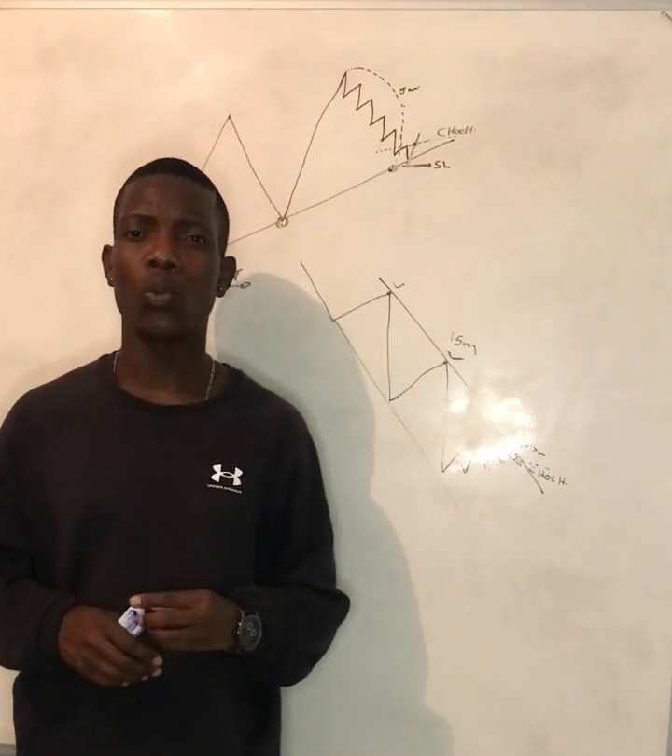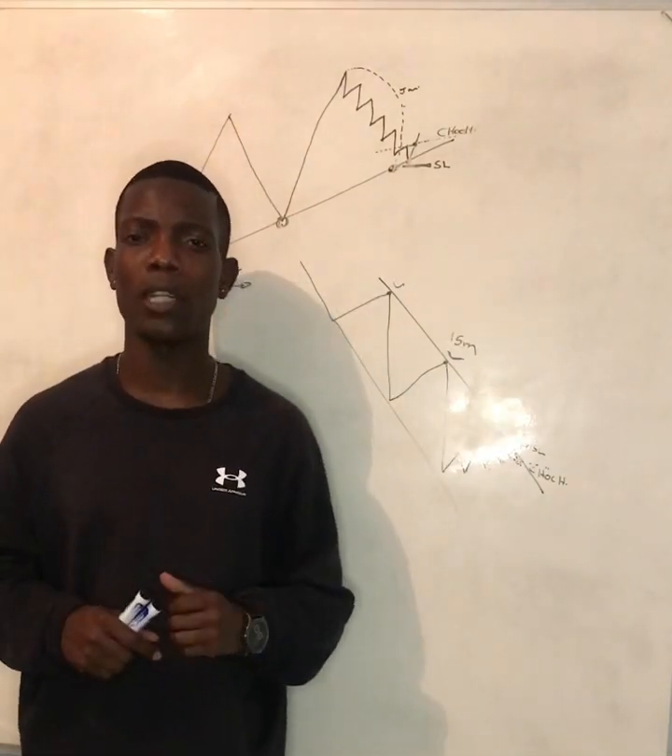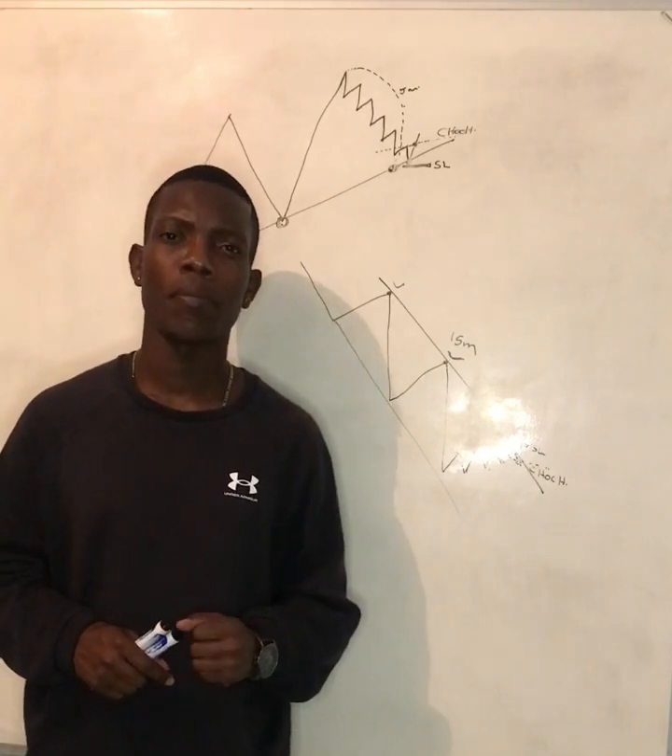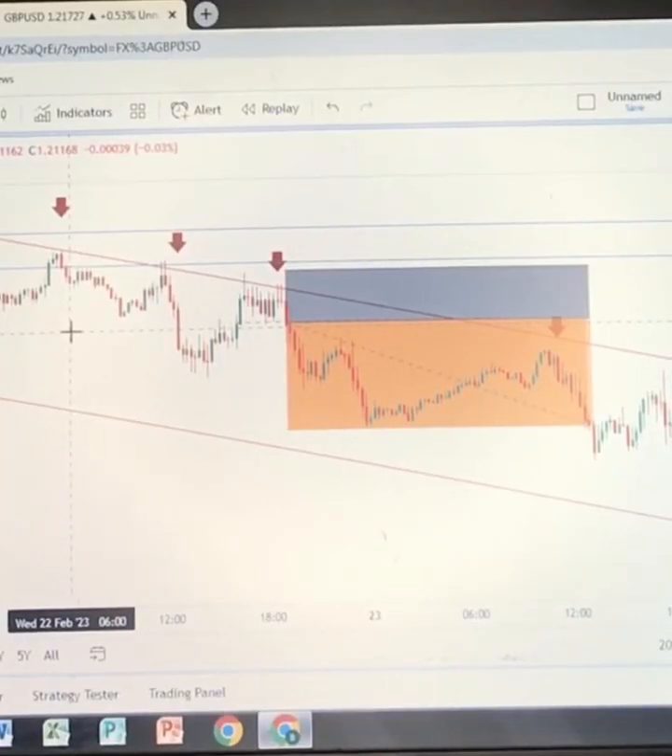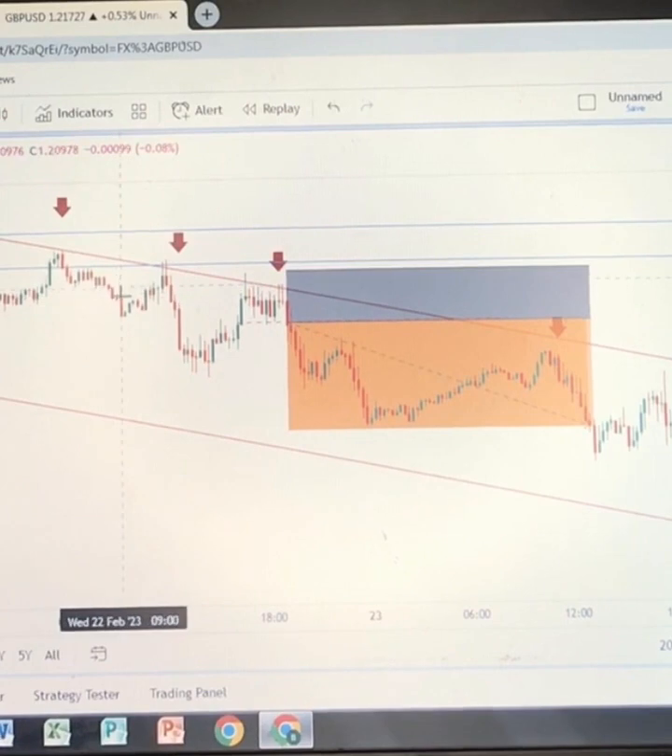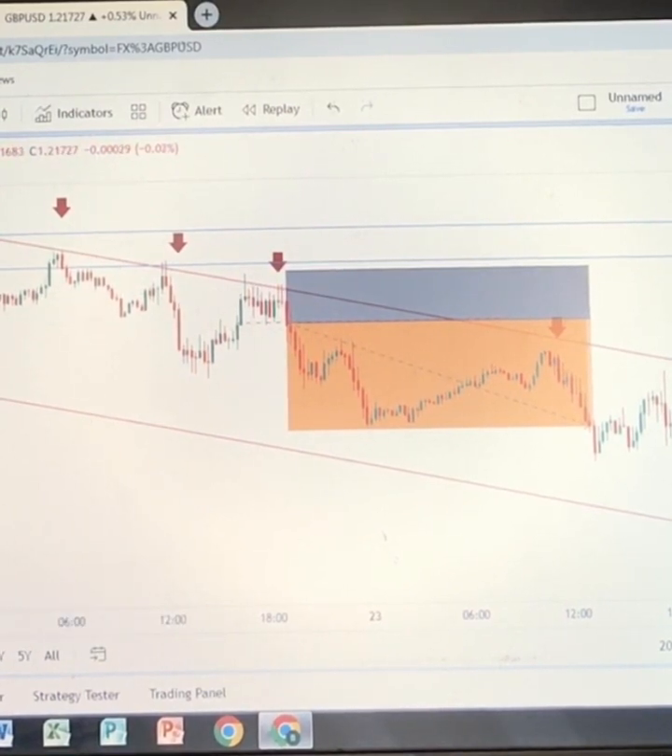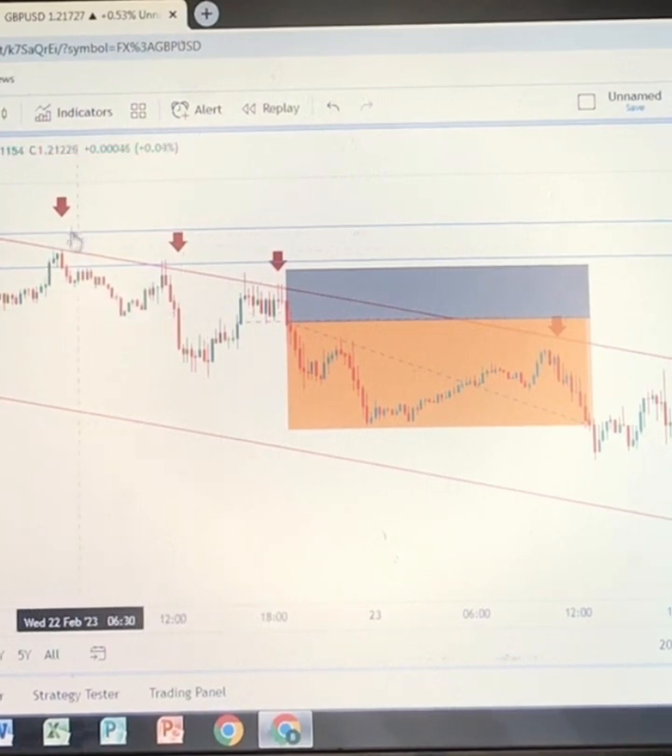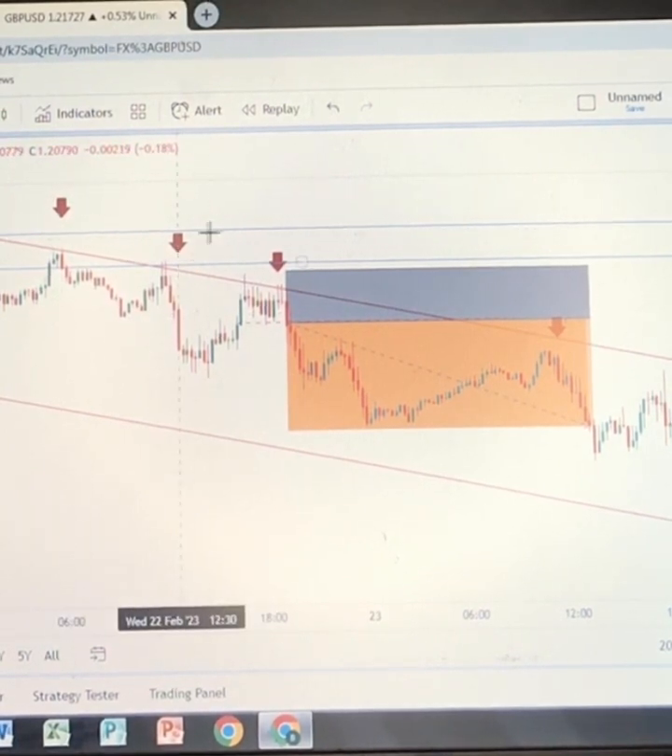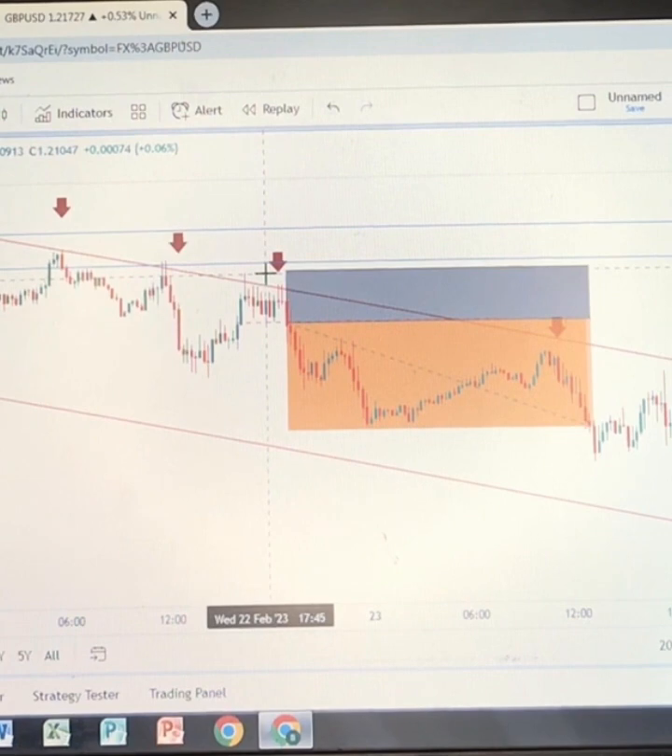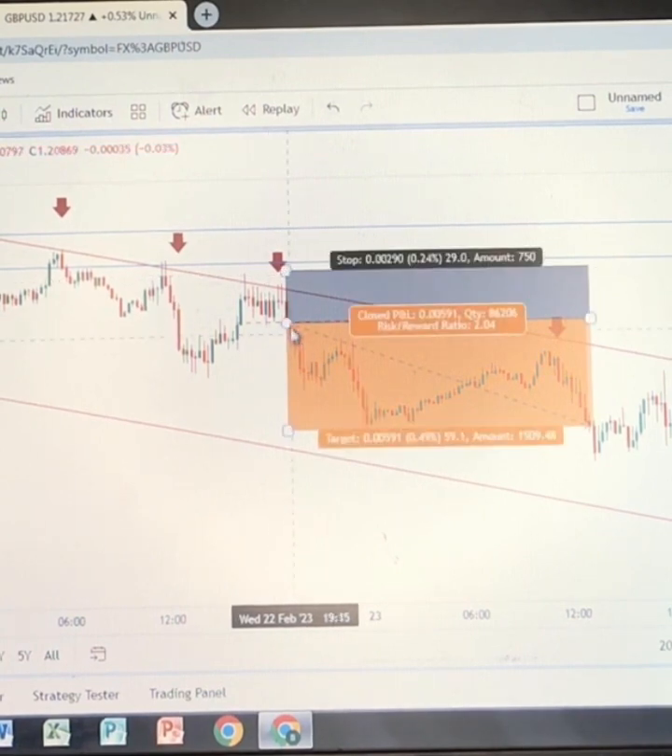Now guys, let us go and see these examples from the real chart. So yes guys, let us look at our first example. I drew these trend lines using the 15 minutes time frame, and then I went to the 5-minute time frame to execute my trades. So as we can see, we have our first touch, second touch. On the third touch, I went to the 5-minute time frame to execute this trade.